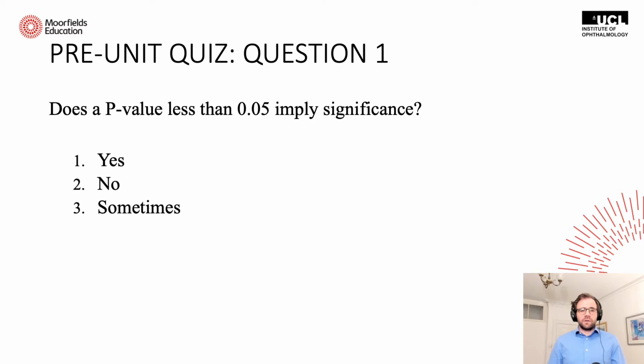First, we'll start with some pre-unit quiz questions. So question 1 should be an easy one. Does a p-value less than 0.05 imply significance? Yes, no, sometimes.